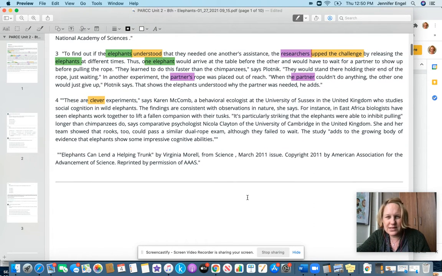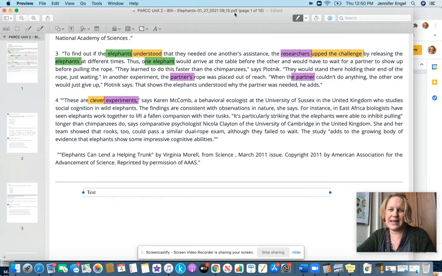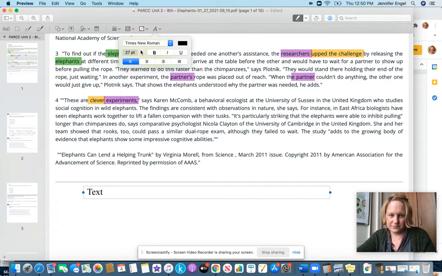Now, here's something that's interesting. I'm also seeing the word understood, and it says these are clever experiments. So what I would probably also do if I was writing on my piece of paper is jot this here. Let's see if I can move it and make it bigger. I'm going to create a nice little summary for myself. Let's make it a little bit bigger so people can see it.